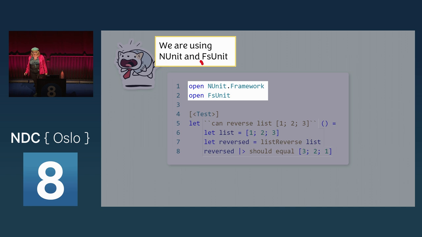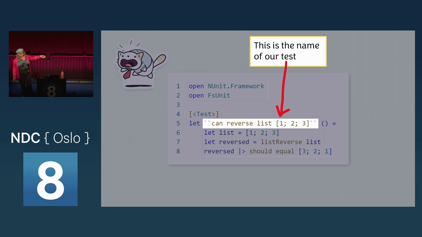So using NUnit and FsUnit, pretty standard testing library stuff. You can use any unit test framework of choice. Our test is called Can Reverse List. For anyone who cares, technically, this is a variable name in F# that has spaces in, which is kind of cool.